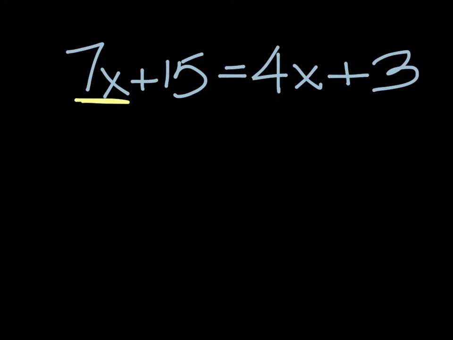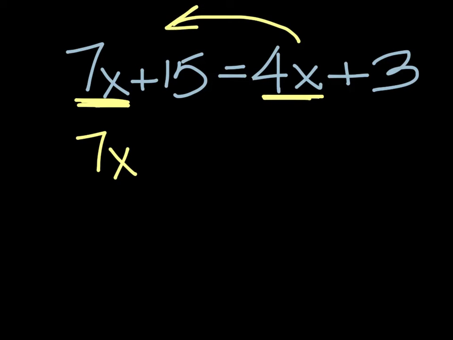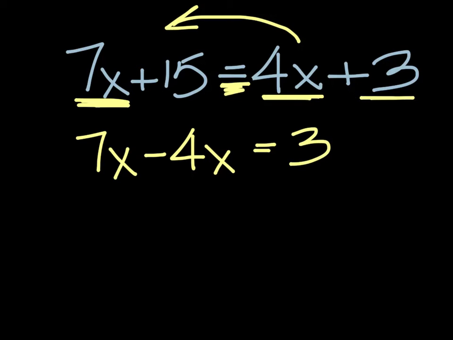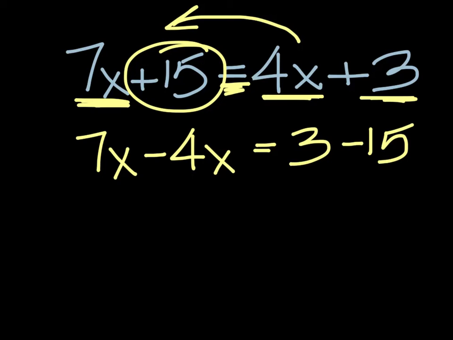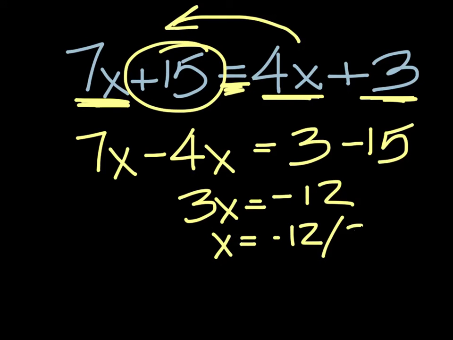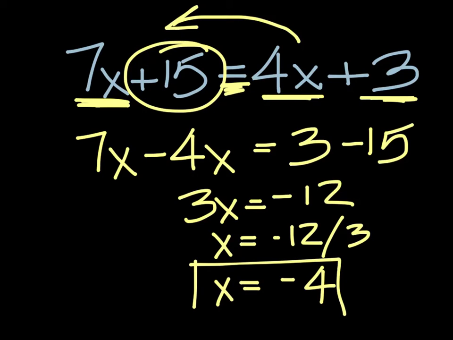You must leave this 7x on the left-hand side, and this must go over there with it. When it crosses the equal sign here, it changes to minus 4x. On the right, the 3 stays, but this must go over with it and change signs to minus 15. 7x minus 4x is 3x, and 3 minus 15 is negative 12. So divide negative 12 by 3 and come up with negative 4.